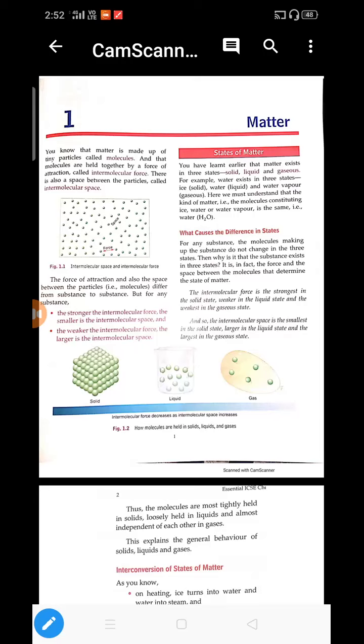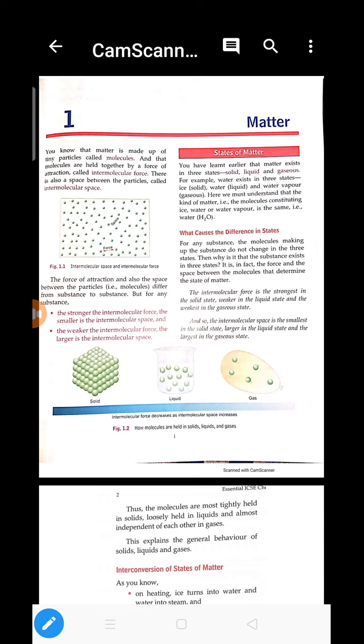Students, today I am going to start the chemistry subject of class 8th, chapter 1st, matter. You know that matter is made up of tiny particles called molecules. So, what is matter? Matter is something that occupies space and has its own mass. That is called matter.